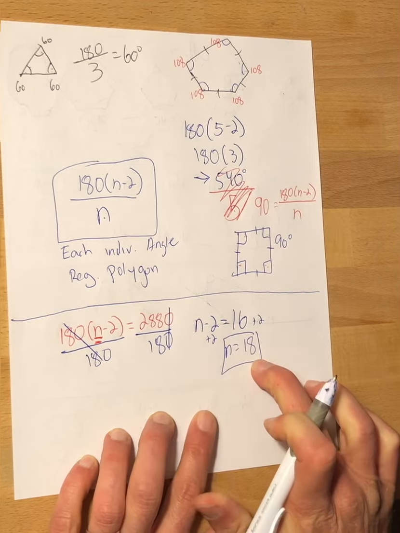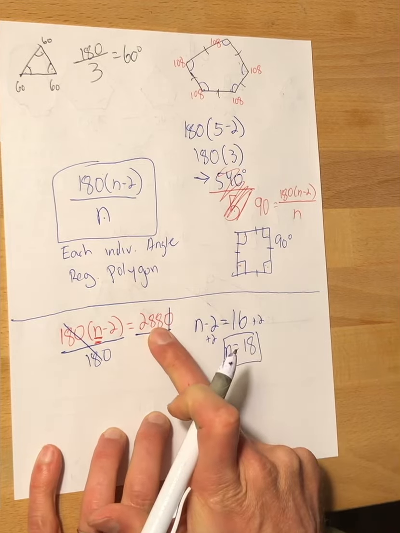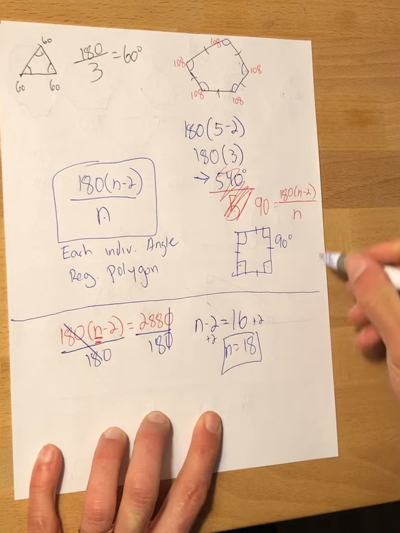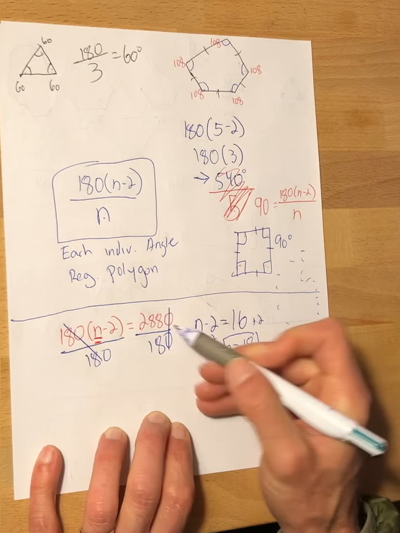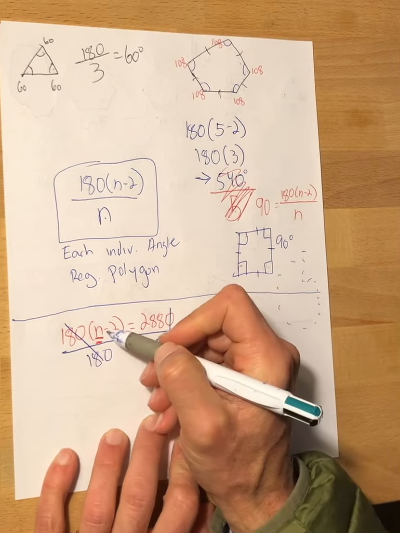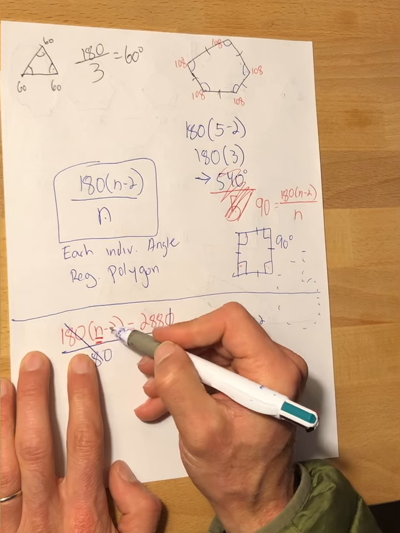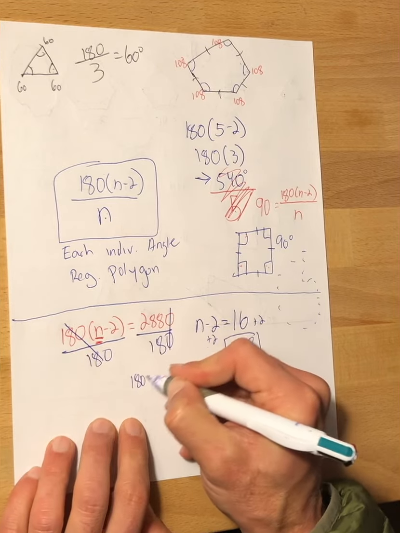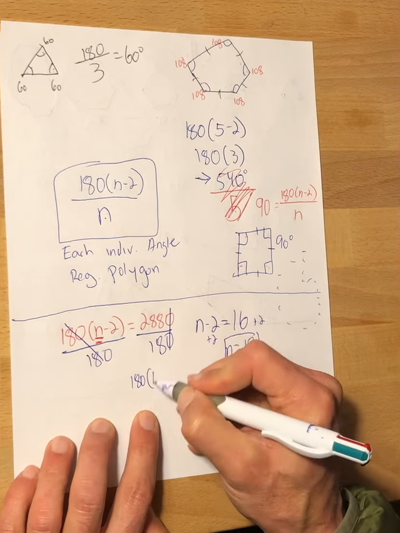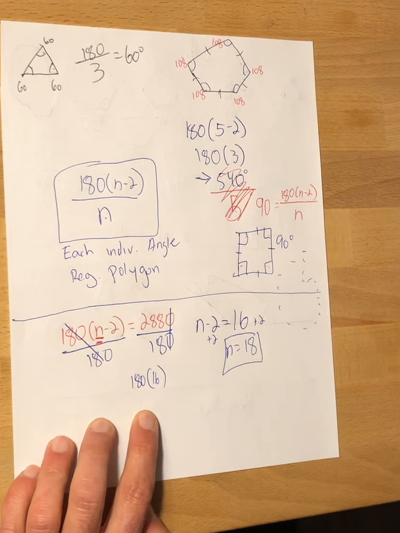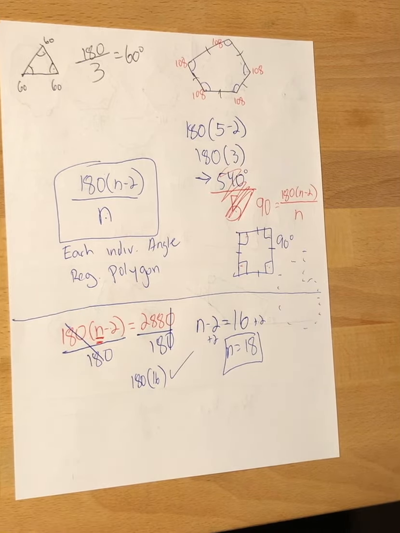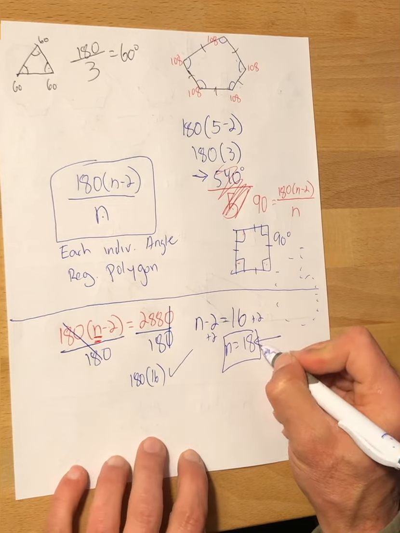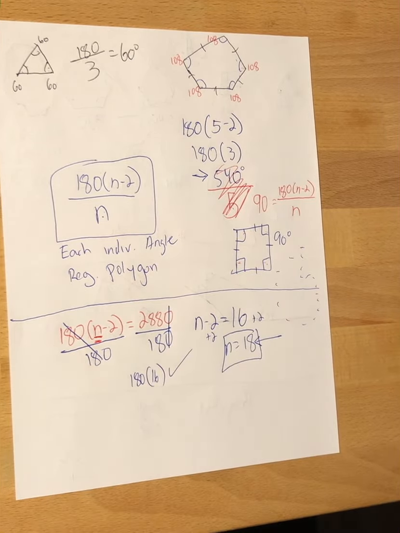An 18-sided figure has a sum of 2880 degrees. All the angles inside an 18-sided figure add together to give me 2880. And if you're unsure on that, plug it back in. Does 180 times 18 minus 2, which is 16, does 180 times 16 equal 2880? Yep, it does. So the answer to the first question is the shape has 18 sides. That's what you're solving for, the n.